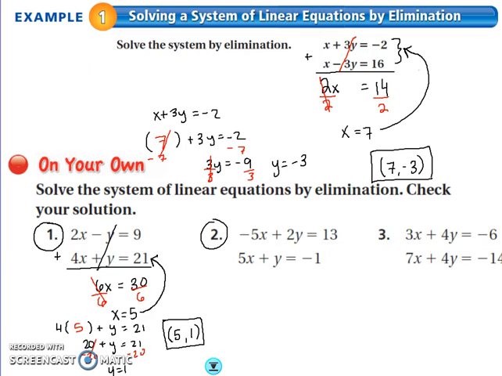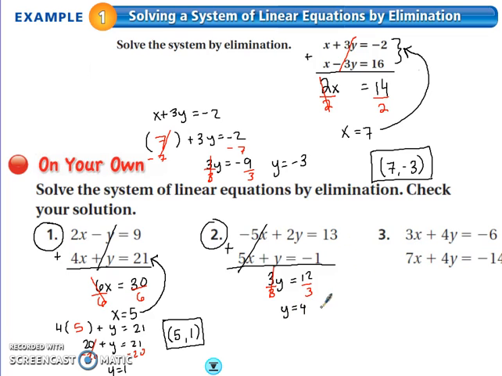Number 2, I have additive inverses of negative 5 and positive 5, so I can go ahead and add the left and add the right. On the left, the x's are now additive inverses, so those cancel, leaving me with 3y. And on the right, I add 13 and negative 1 to get 12. Dividing by 3 on both sides, I find that y is equal to 4.